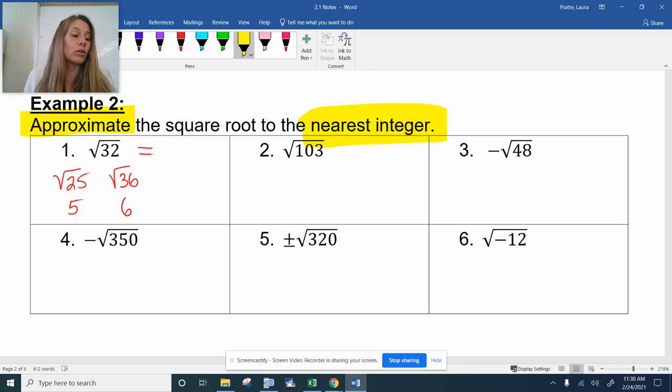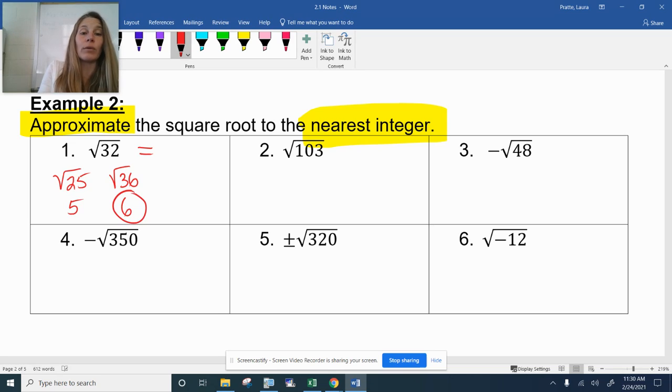So which number is 32 closer to? Is it closer to the 36, or is it closer to the 25? Well, since it's closer to the 36, then that would mean our rounded answer or approximate answer here would be 6. So let's look at the square root of 103.